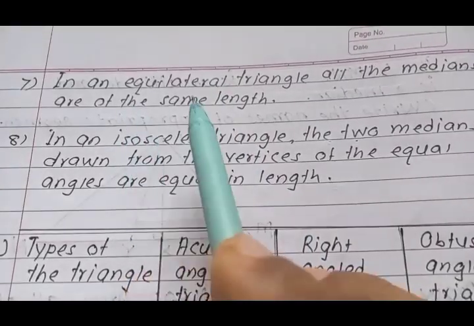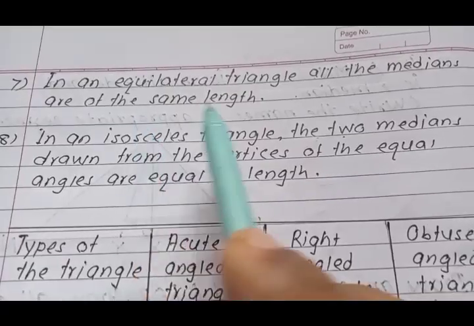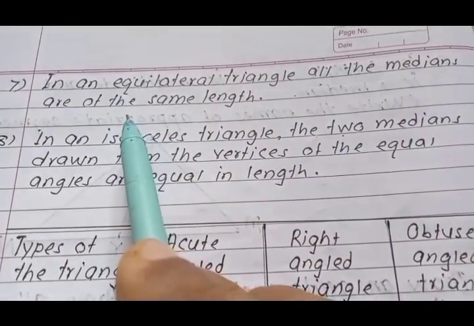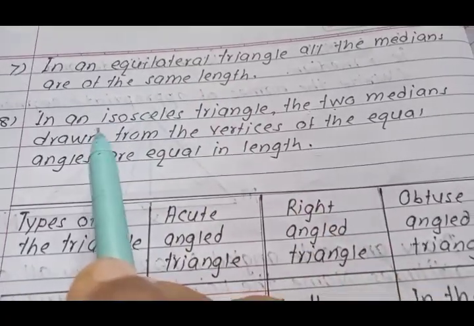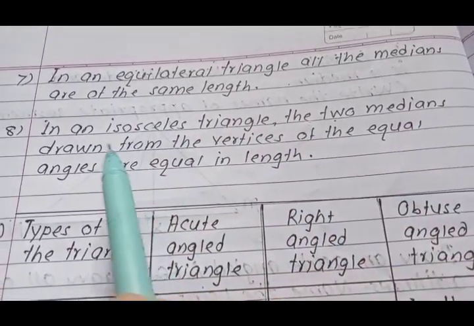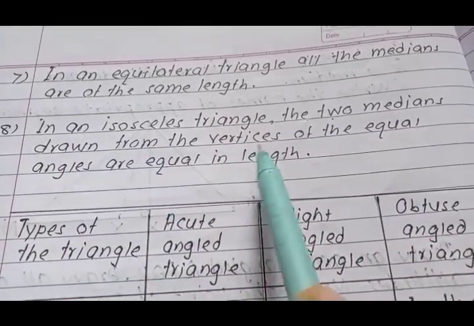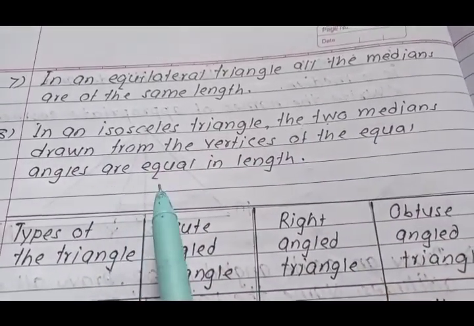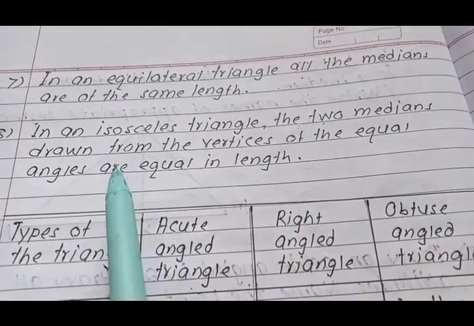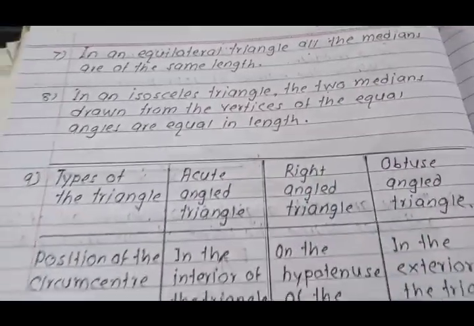Number 7. In an equilateral triangle, all the medians are of the same length. Number 8. In an isosceles triangle, two sides are equal, so the two medians drawn from the vertices of the equal angles are equal in length.